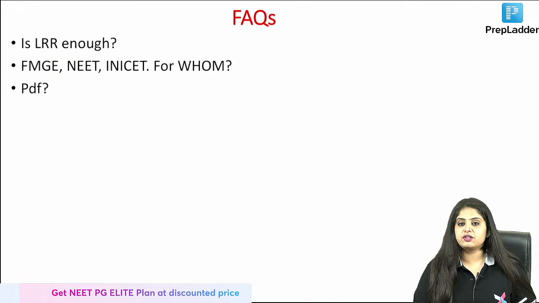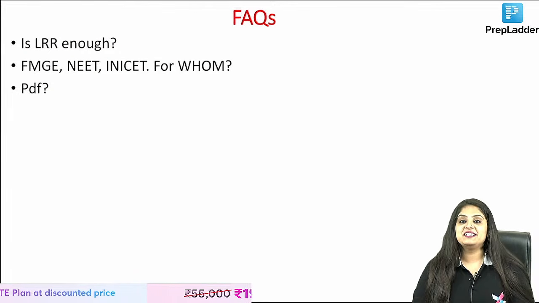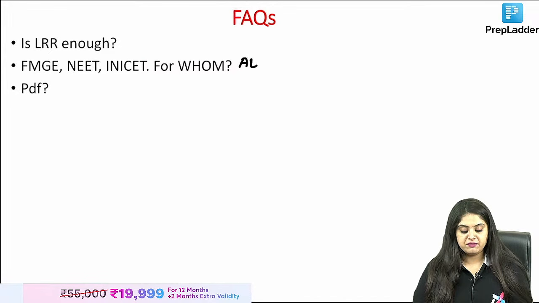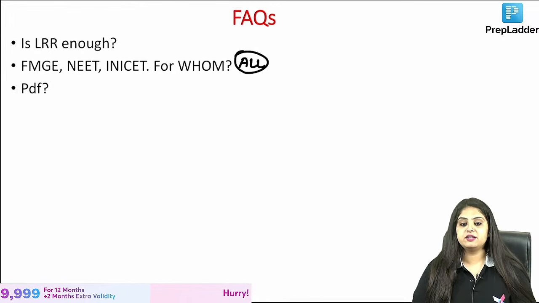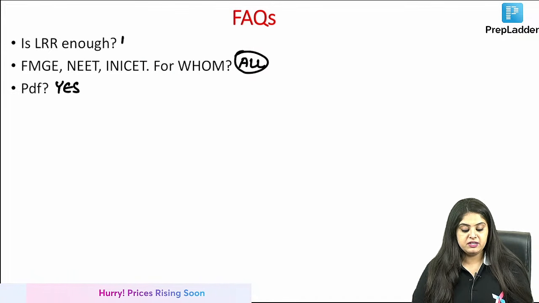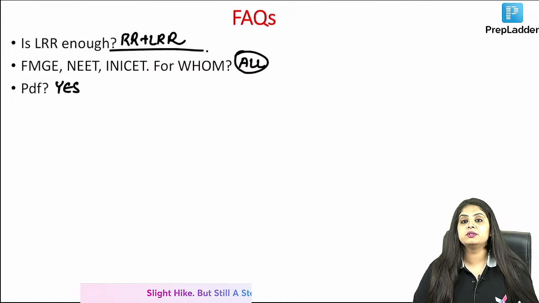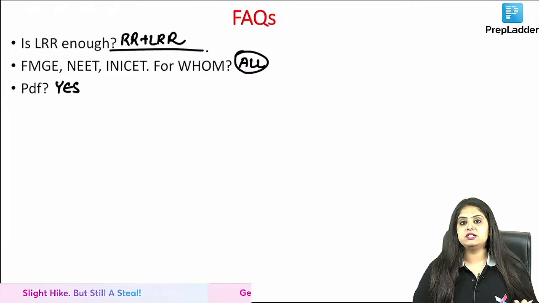Rest of the instructions remain the same, guys. I think I've already taught you that this is a one for all kind of an LRR that we have. The PDF will be given. LRR will never be enough. It is RR plus LRR that you have to go ahead with for the upcoming, whether FMG, NEET or INI-CET.